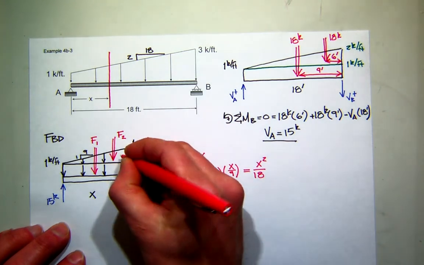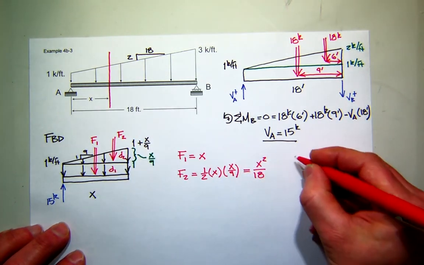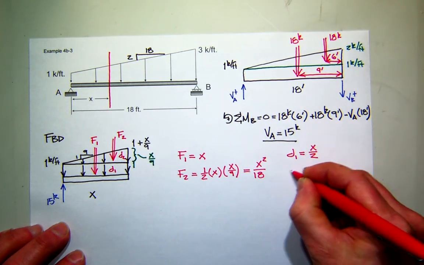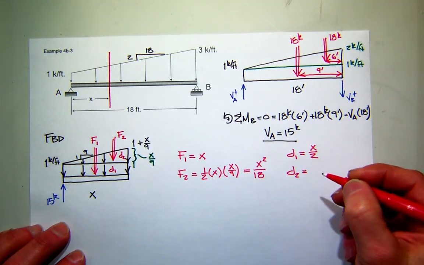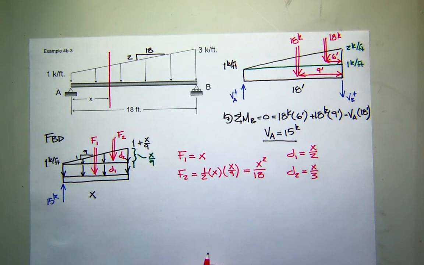Okay? And then we would have d1 and d2. d1 is equal to half the distance, x over 2. d2 is equal to 1/3 the distance, so that would be x over 3. So you can see this particular one is a pretty complicated free body diagram. So you can see, if you do all your work there carefully and take your time, then the rest should come out pretty clean. So let's see what happens.